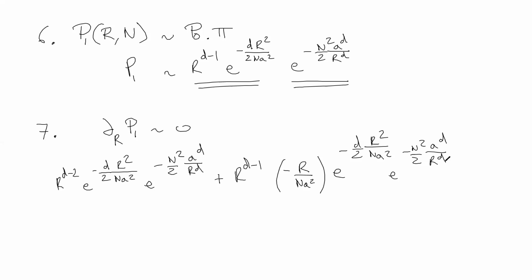Okay, and then I have a third term, which is coming from the derivative of this quantity. So the prefactor that will jump out is minus r over d, which will give you plus y over r over d plus 1. And then I have n squared a^d. And again, the two exponentials.